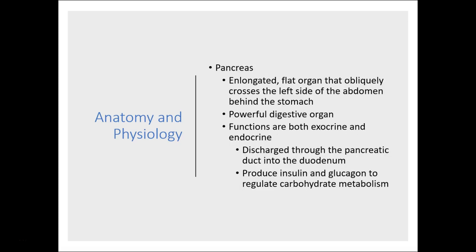The pancreas is an elongated, flat organ that obliquely crosses the left of the abdomen behind the stomach. It is a powerful digestive organ, and its functions are both exocrine and endocrine. It discharges through the pancreatic duct into the duodenum, and it produces insulin and glucagon to regulate carbohydrate metabolism.